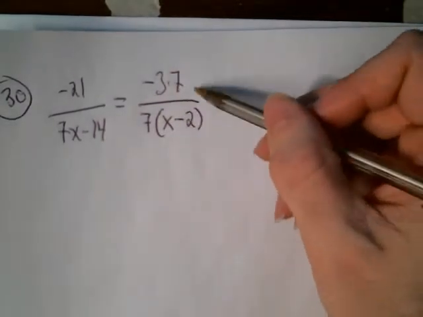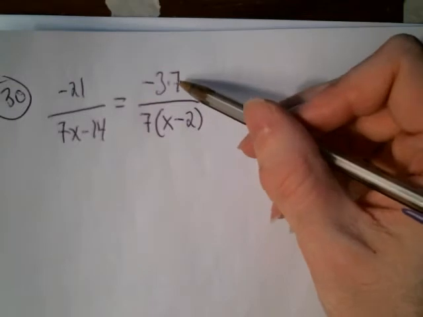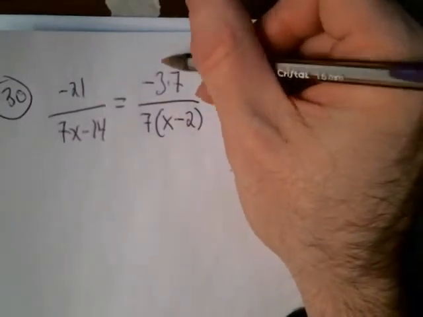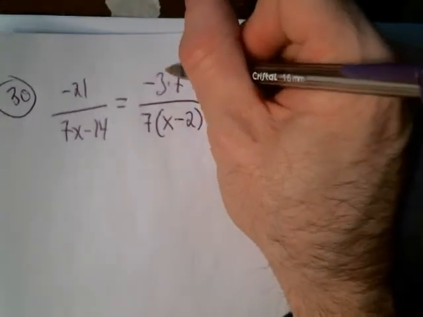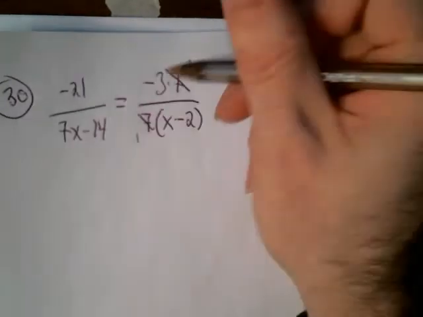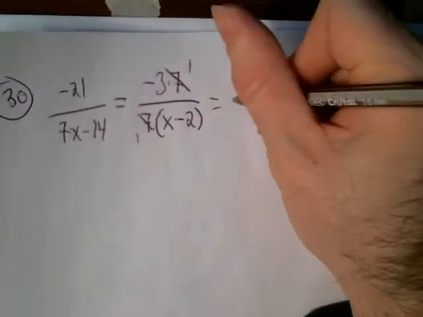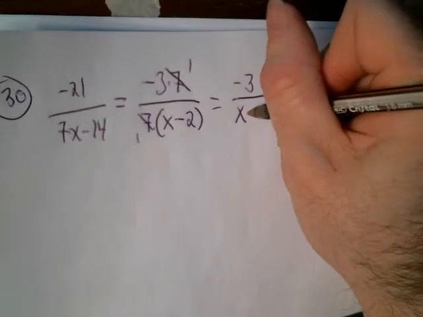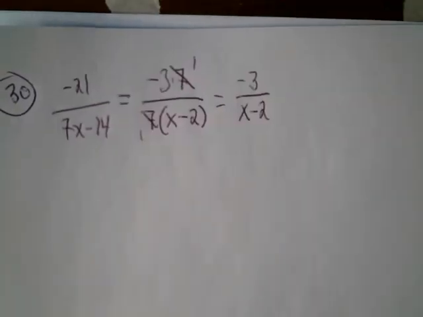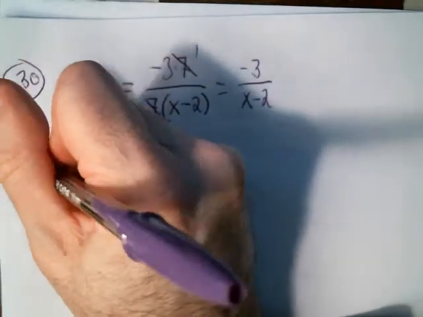You can only cancel out the things if they're exactly the same, and there's no x minus 2 up here, right? Okay, so I can remove the 7s. And then I got negative 3 all over what's left over, the x minus 2, and then that's it. Then you're done. There's nothing else you can do. Okay? It's a sad state of affairs.